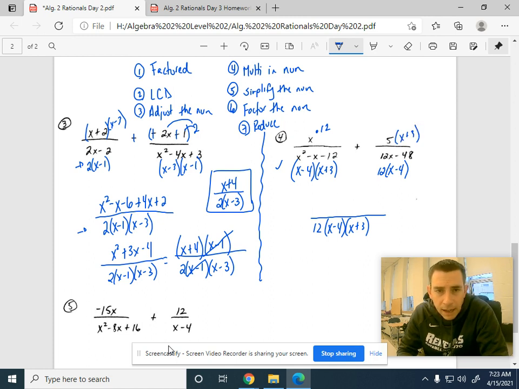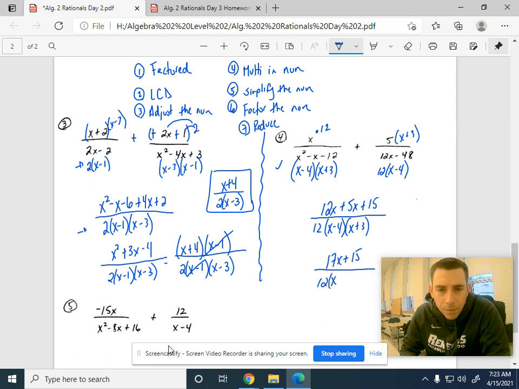Now, this one seems to be a lot easier than the last. Had a little less going on. Right, this one was subtraction. Subtraction is always going to involve another step, another little wrinkle. Step 4 would be to multiply. Well, x times 12 is just 12x. Distribute the 5. 5x plus 15. Simplify the numerator, which means combine like terms. 17x plus 15.